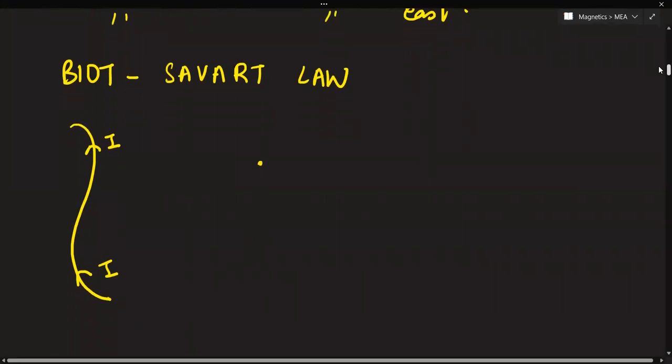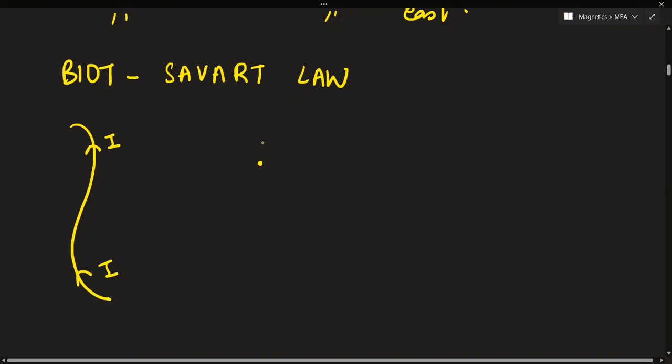Now, what is this law? First, you have to understand what are all the things that are included in this. Firstly, from a wire, current I is flowing in this manner. And remember, Biot and Savart are the names of two scientists, Jean Biot and Felix Savart. I don't remember it clearly right now. These were two scientists who deduced the expression for the magnetic field, which ultimately became the Biot-Savart law, known today.